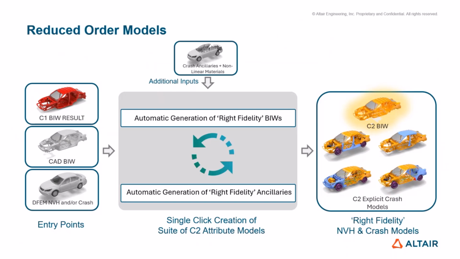Obviously, we can take a number of different inputs. So it could be topology, CAD, and or even a more detailed donor model. There's a whole bunch of ancillaries, so things like the powertrain and everything else that need to be kind of pumped into the model depending on the fidelity that you're interested in. Today is mostly going to be focused on the body in white.